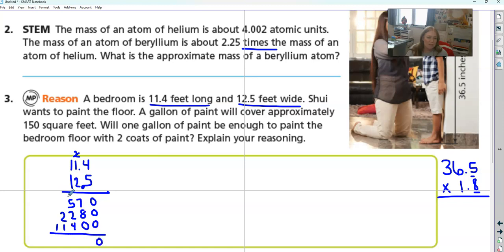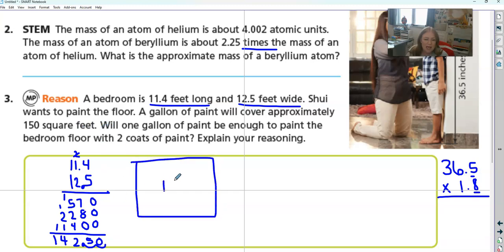So I'm adding these up. 15, 5, 6, 7, 8, 10, 11, 12. And 4 and 1. And I need 2 decimals, 142. That's close to 132 and a little bit bigger, like I said. So now, right, they have this room. It's 142.5 square feet, right? If they paint it once, if they get 1 gallon of paint, that covers 150.